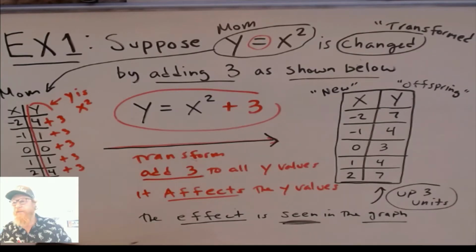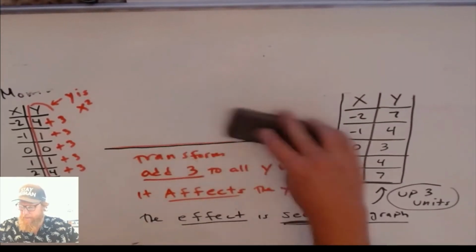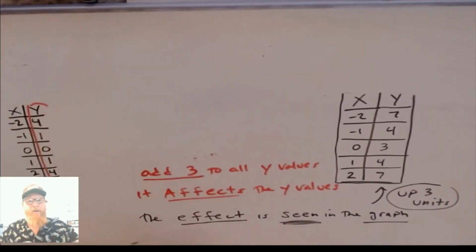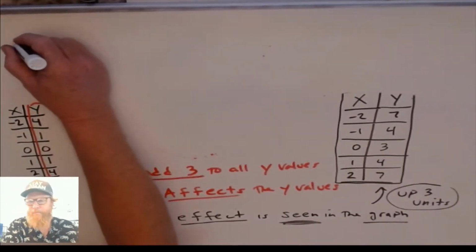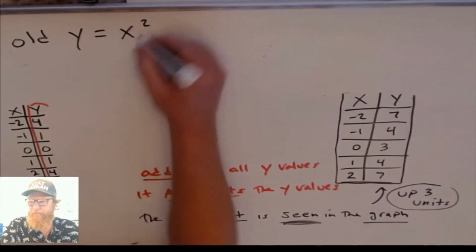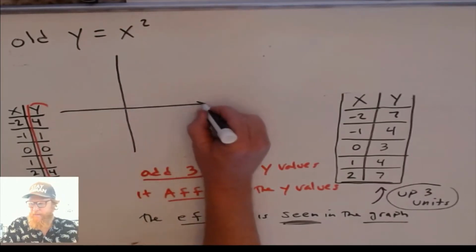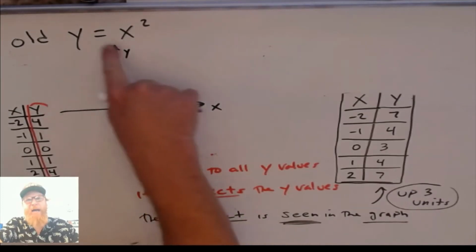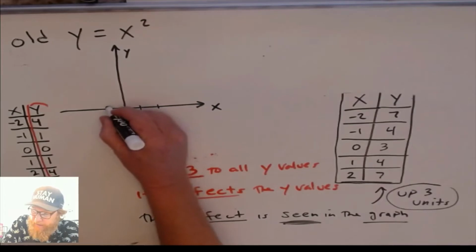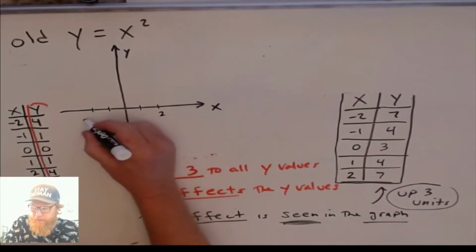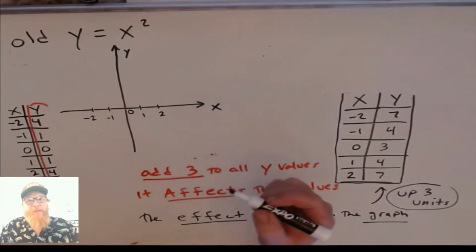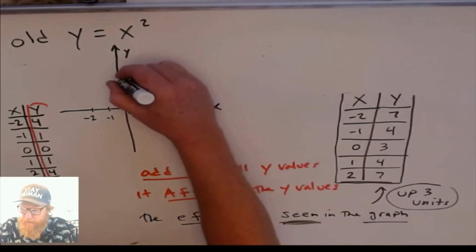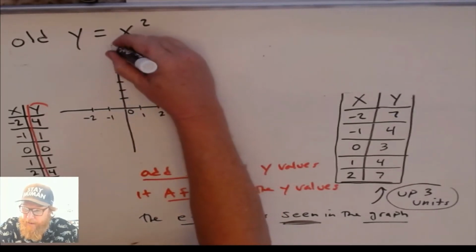Okay. Let's see. I'm going to have to do some erasing here. So let's go to... So we got the old function here. Here's the old function. So here's x and y. All right. Remember, y is x squared. I'm just going to mark off the subset of the domain that I use. So that's 2, that's -2, that's 1, that's -1. Here's 0. 1, 2, 3, 4, 5. I don't really need to go that high, but let's just do it anyway.